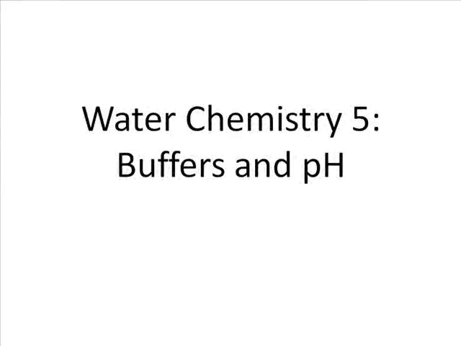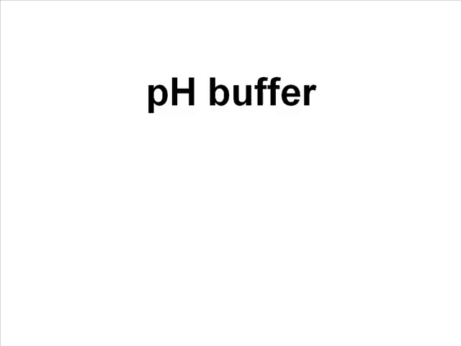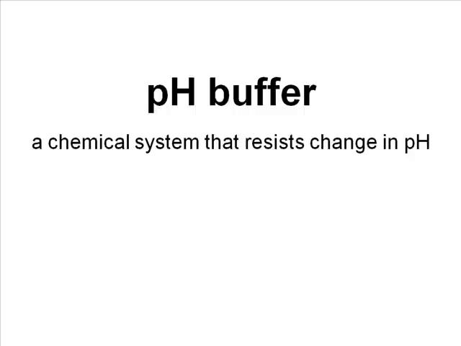This video is going to go over the concept of buffers and pH, beginning with the definition of a pH buffer. A pH buffer is a chemical system that resists change in pH. I'm going to emphasize this a couple more times during the video. pH buffers don't prevent change in pH, they fight it, they resist it. They take big changes and make them into smaller changes.